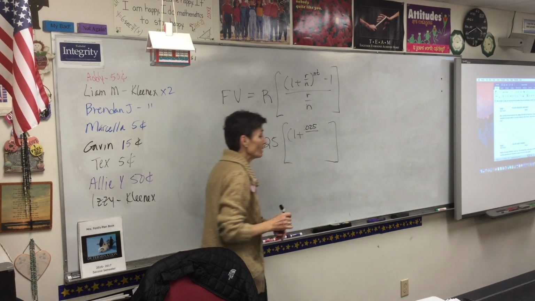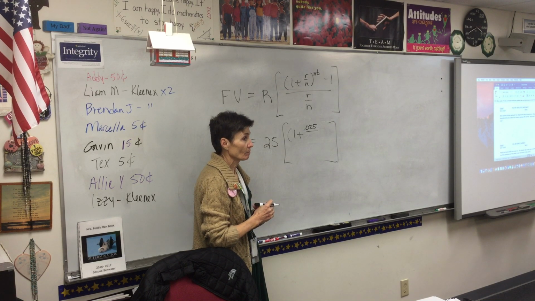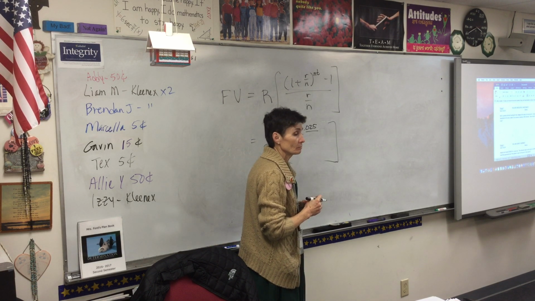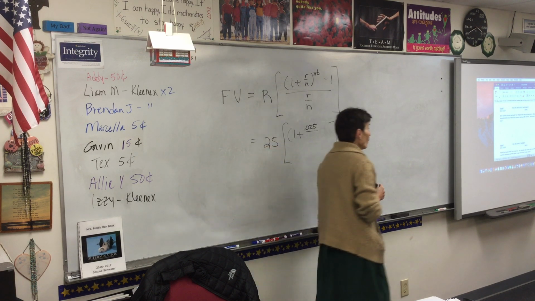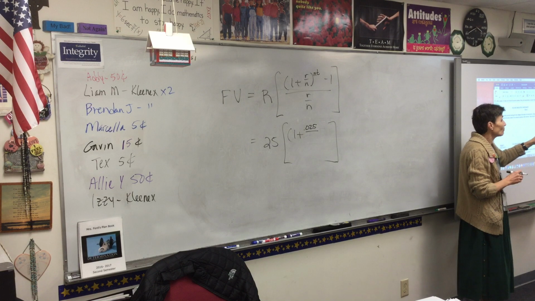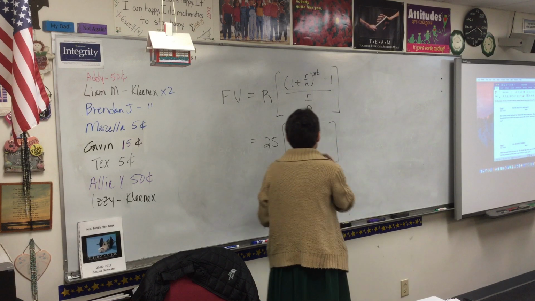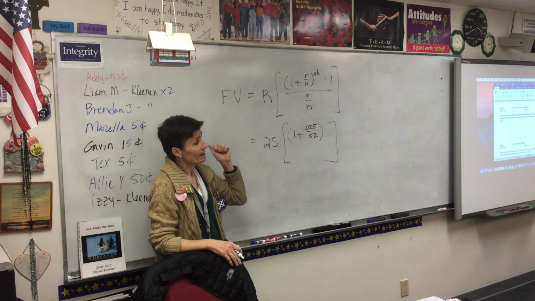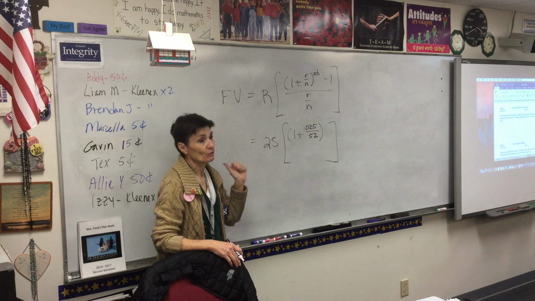Divided by, what's n? Nope. Can you read the question? Nope. How often is she making the payment? Every 7 days. Okay, every week. How many weeks are there in a year? 52. N is 52. N in this formula and the compound interest formula is the number of times a year you're doing it.